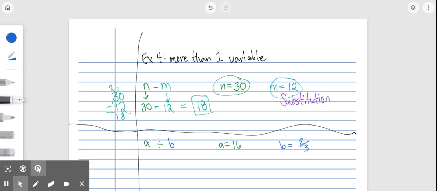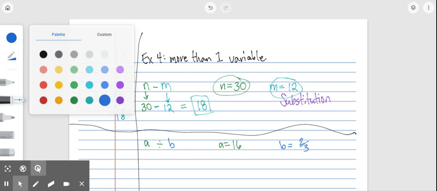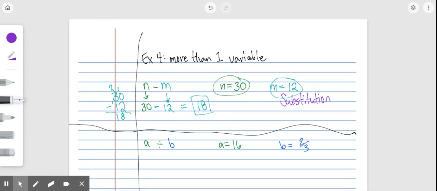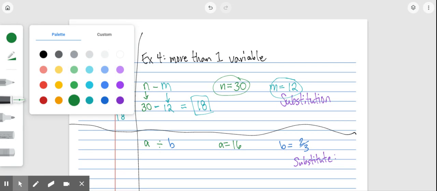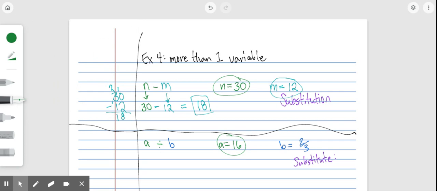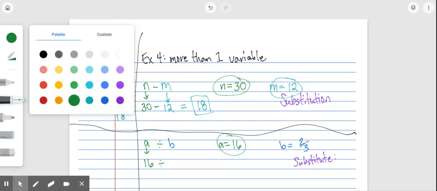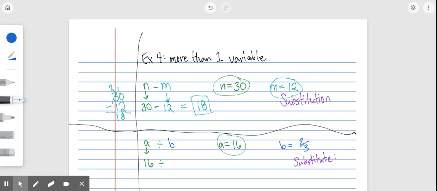All right, now I've got a divided by b when a equals 16 and b equals 2/3. So again, we're going to start with that substitution. Okay, so I'm going to start with a equals 16. So anytime I see an a, I'm going to plug in a 16. Here's an a, so I'm going to put 16. I'm going to keep that division symbol because it doesn't change. And now anytime I see the letter b, I'm going to put 2/3. Here's the letter b, so it becomes 2/3.